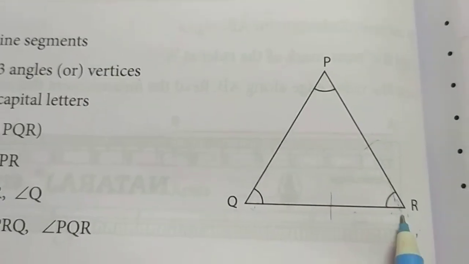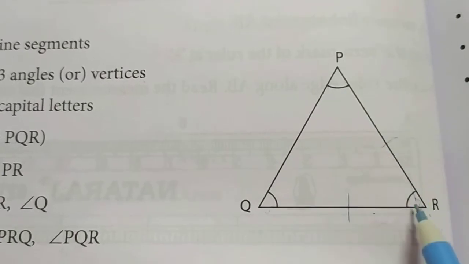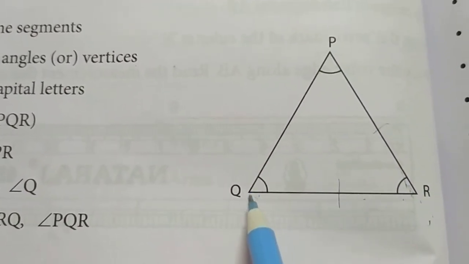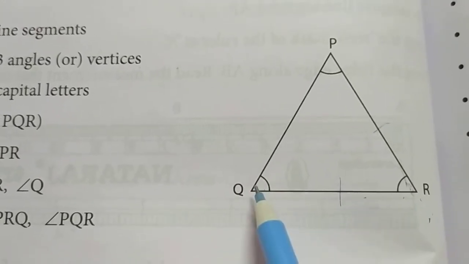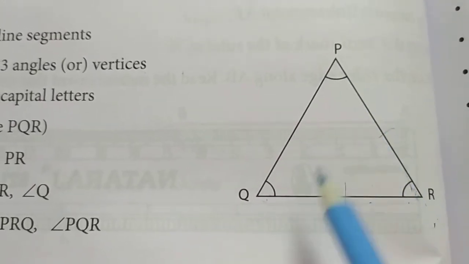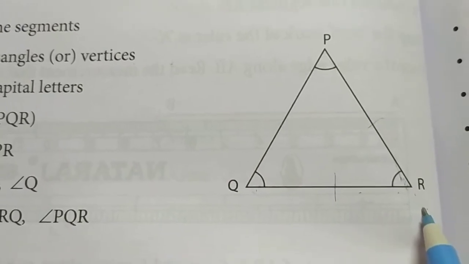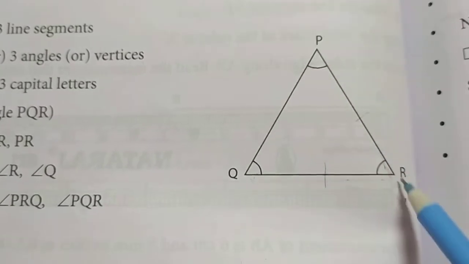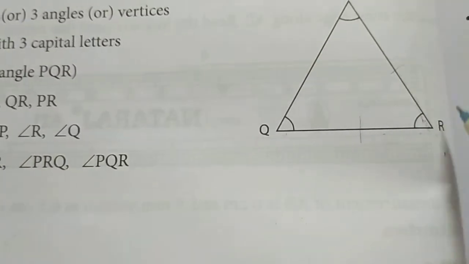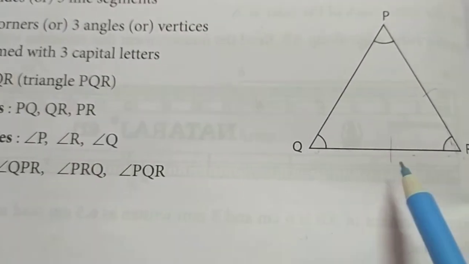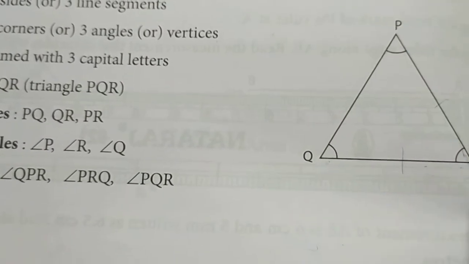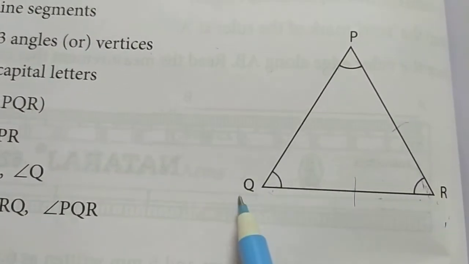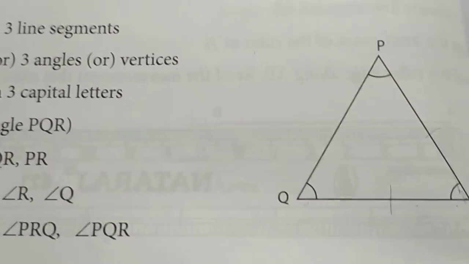These are 3 sides. And it has 3 corners, and see, the 2 rays are meeting at a point. This forms an angle. Now how many angles are there? 3 angles. Angle P, angle Q and angle R. Otherwise we can also write as angle QPR, angle PRQ, otherwise angle PQR. Okay. And these sides of the triangle are denoted by the capital letters.